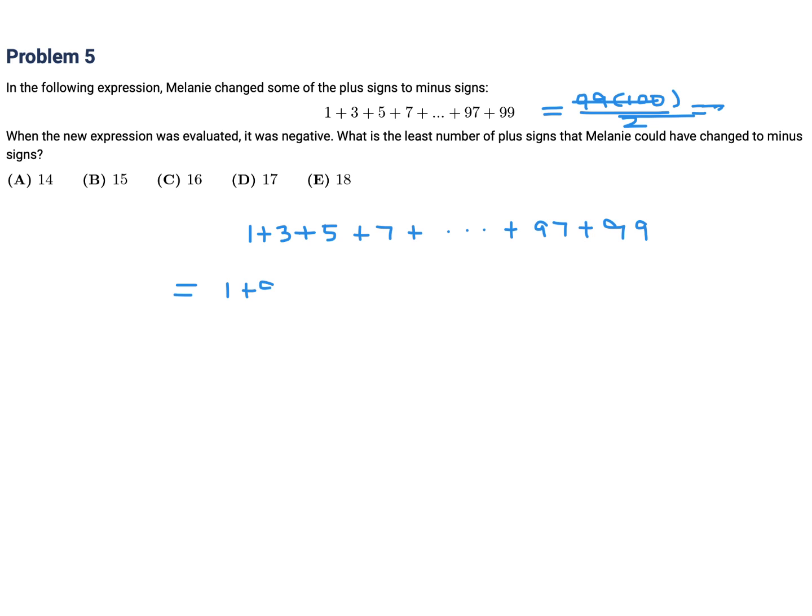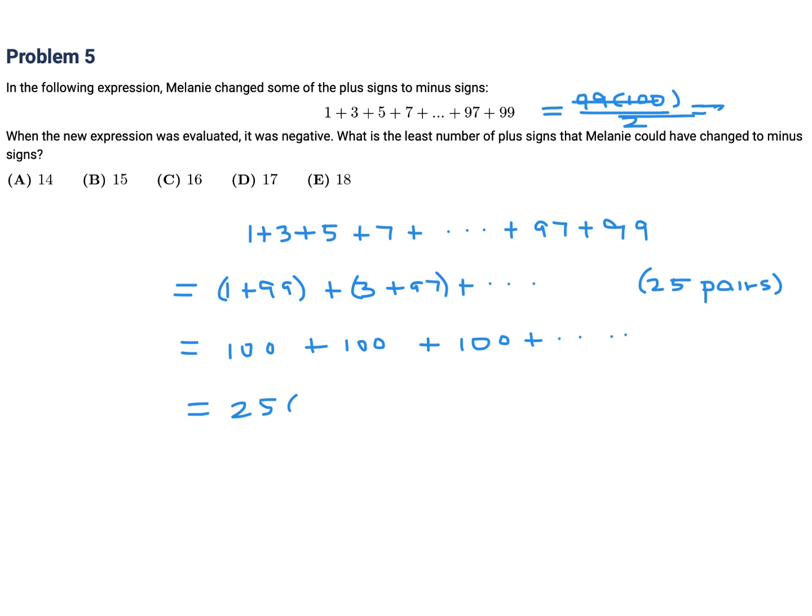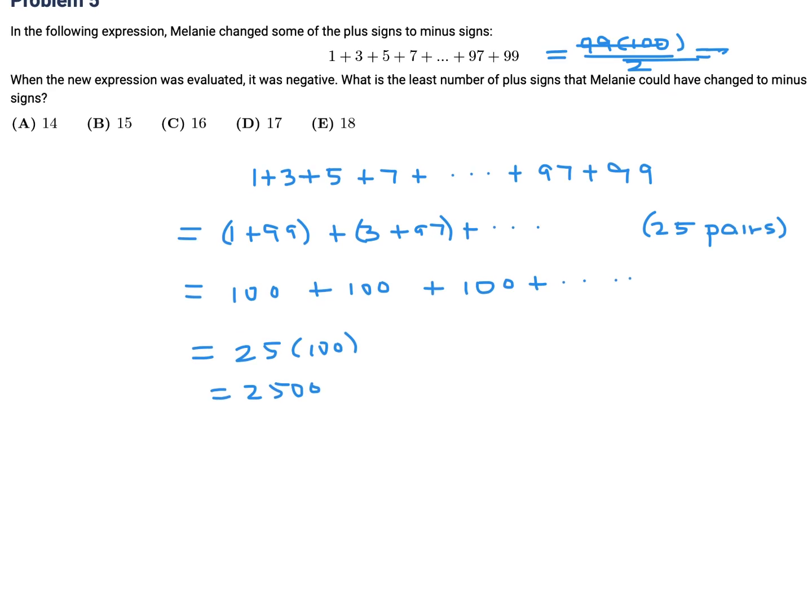If you pair them, 1 plus 99, 3 plus 97, and so on, every pair is 100. And how many numbers were there? 1 through 99, every odd number, so there's 50 of them. So there's 25 pairs. Let me just put that here. 25 pairs, and each pair is valued at 100, so 25 times 100 is the total. So 2,500 is the sum of those numbers. Okay, so that's the first part of that question.